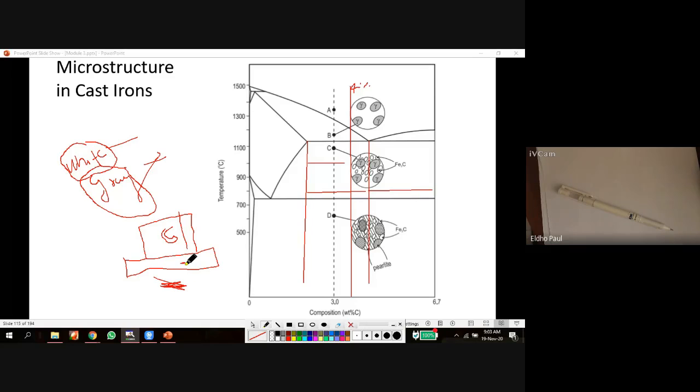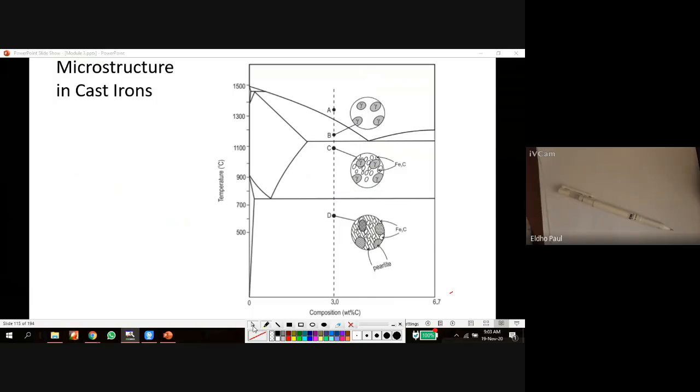Castian can absorb. Okay, so this gray cast iron has a higher percentage of carbon. These carbon particles in the form of graphite precipitate in the microstructure of the cast iron. Okay, that is called gray cast iron. So two types of cast iron.